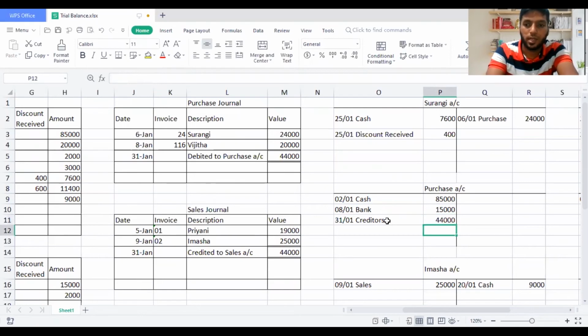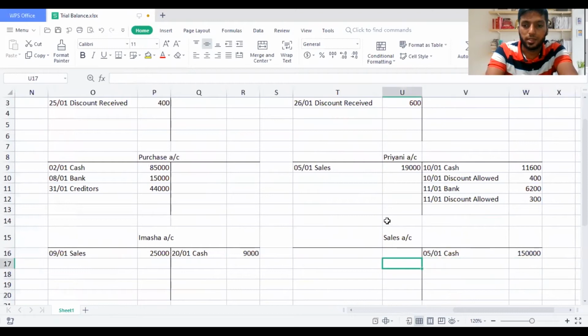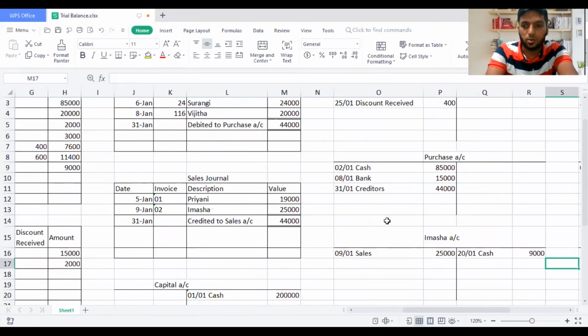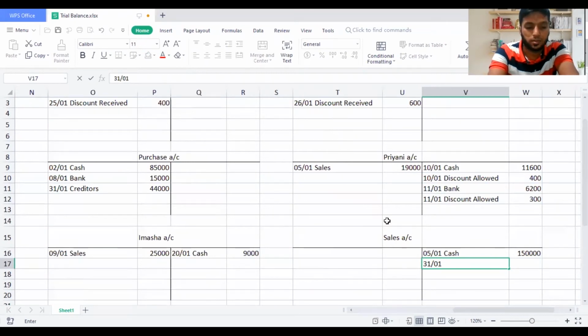44,000. And then for the sales account, we're going to take the same amount, but here I will say, didn't they give any sales? Bank account, no sales. So here I'll write 31st first, debtors 44,000. So that's easy, guys.